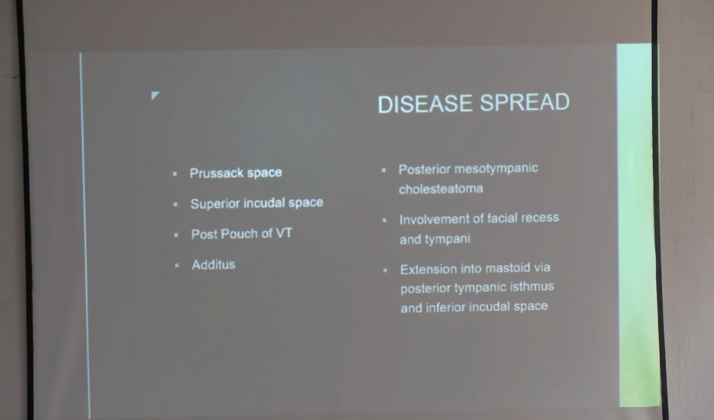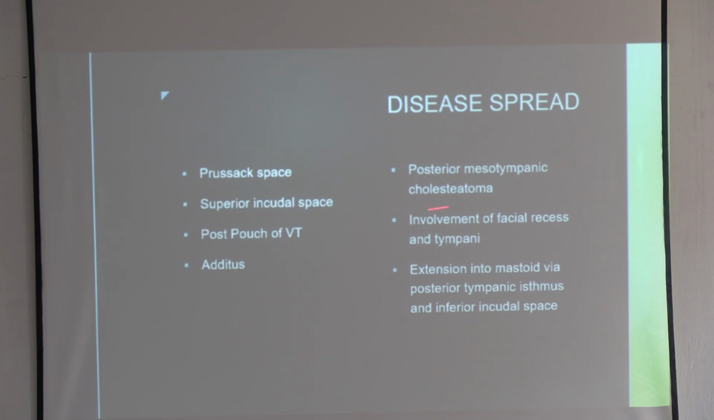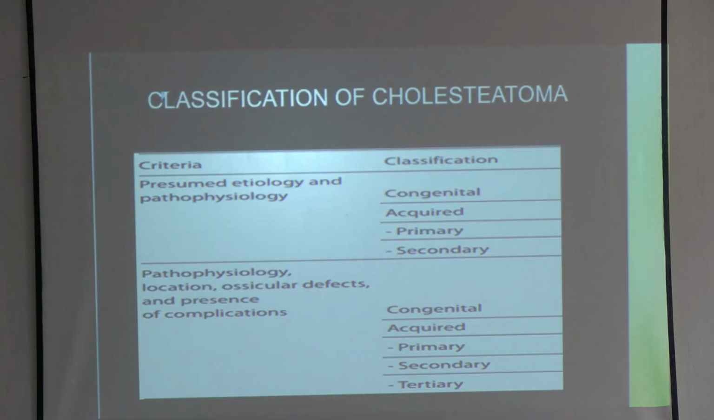Now, how is the disease spread? Through Prussak's space, superior incudal space, posterior pouch of von Troeltsch, aditus, posterior mesotympanic cholesteatoma involving the facial recess and sinus tympani, and extension into the mastoid cavity via the posterior tympanic sinus and inferior incudal space.